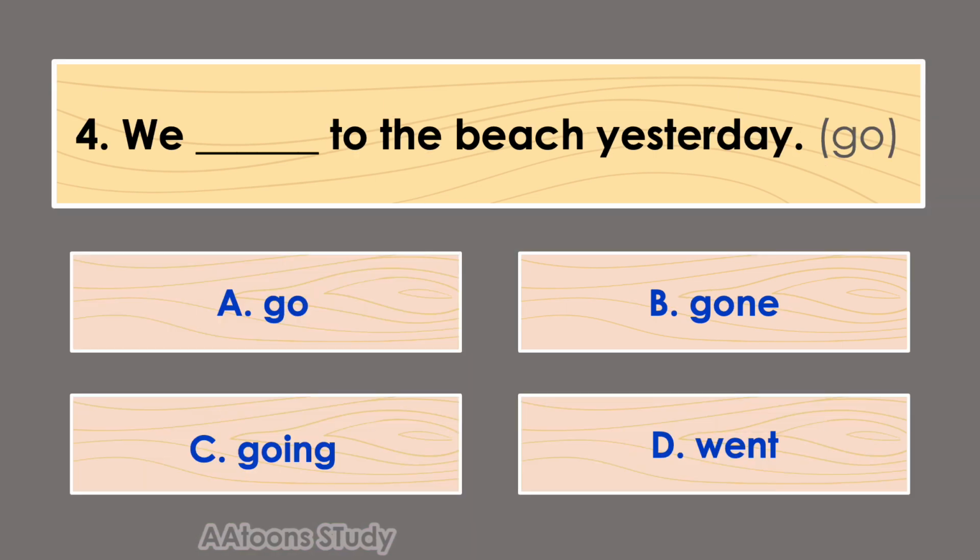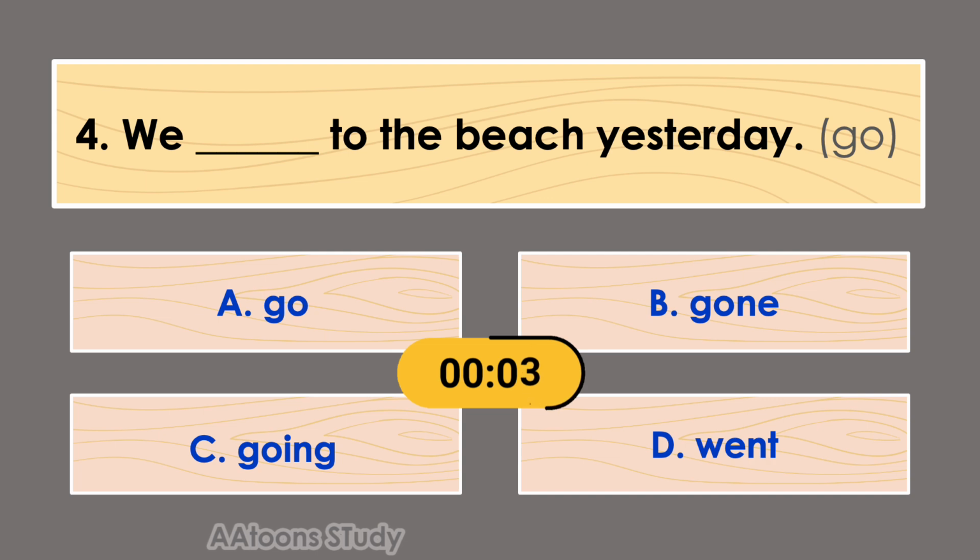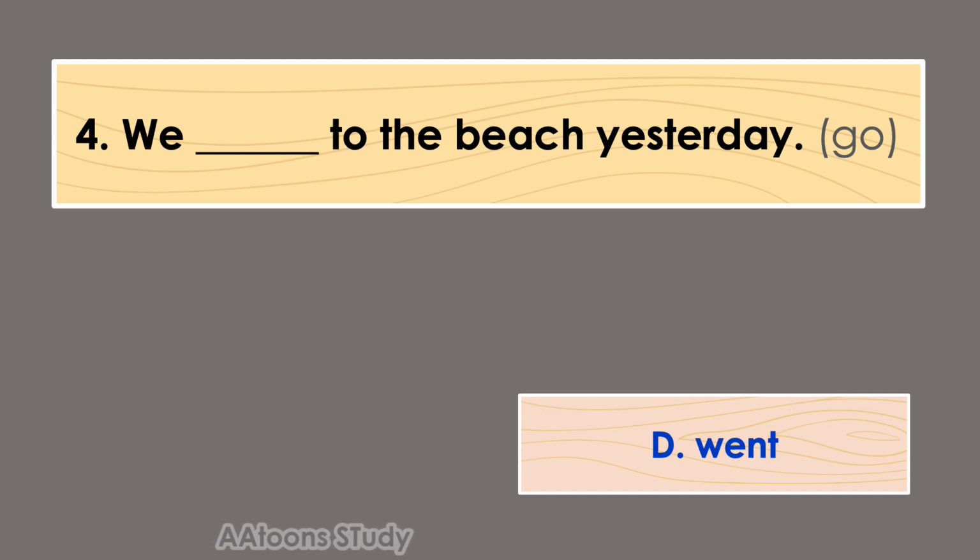We ___ to the beach yesterday. Went. The word yesterday tells us the action happened in the past. So, we need the simple past tense of the verb go. We went to the beach yesterday.